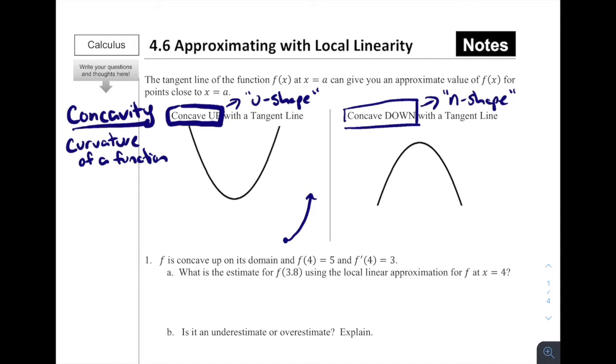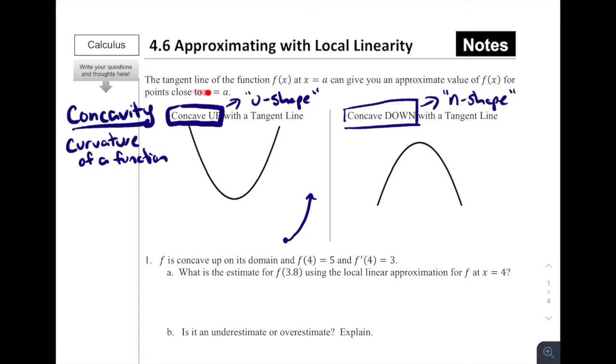Now that we know what concavity is, this curvature of a function, for next chapter, we'll be talking more about how we can tell the concavity of a function using derivatives. But for now, we're going to see what we know about functions based on their concavity, based on them being concave up and concave down.